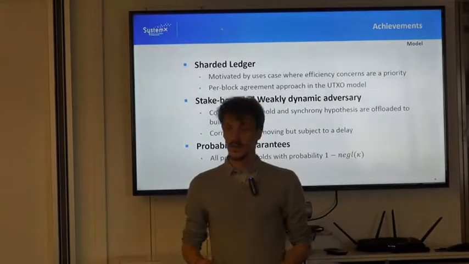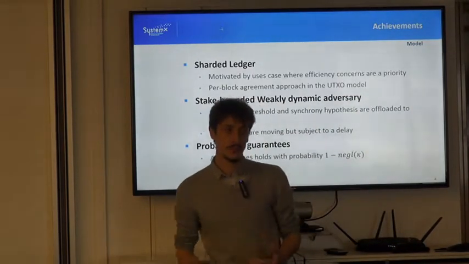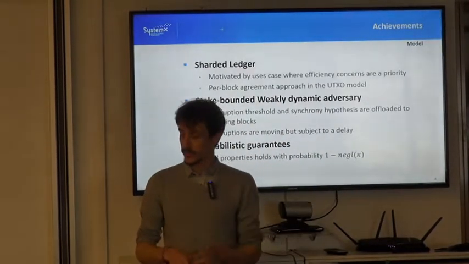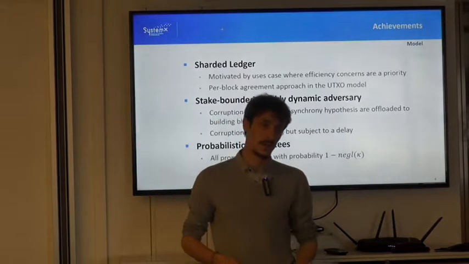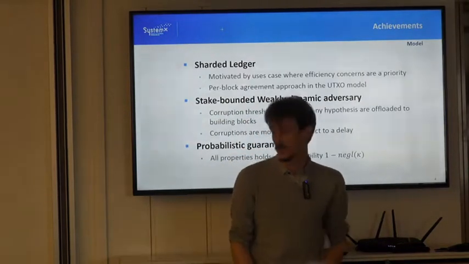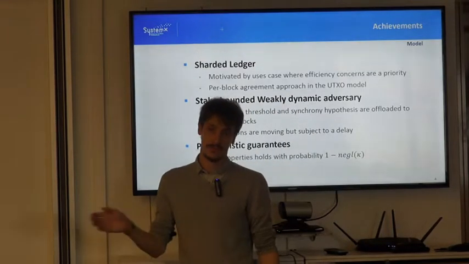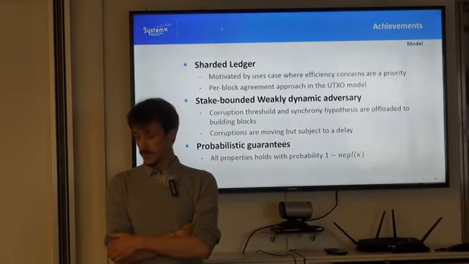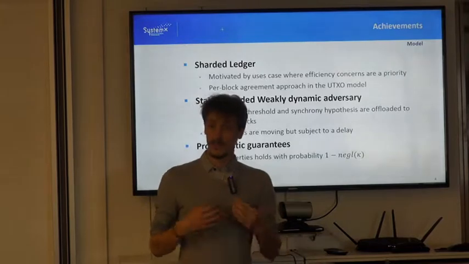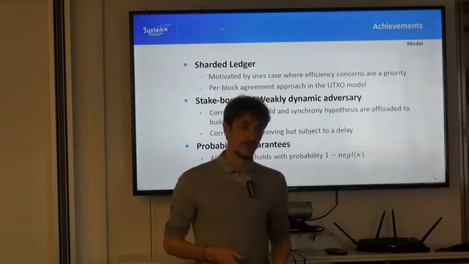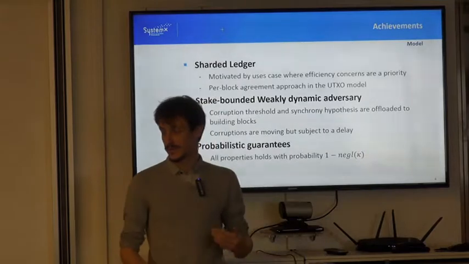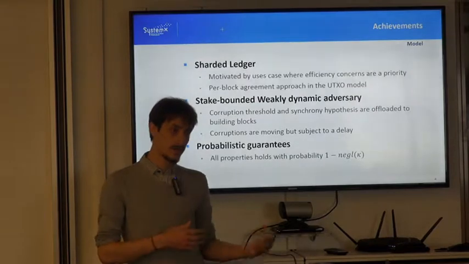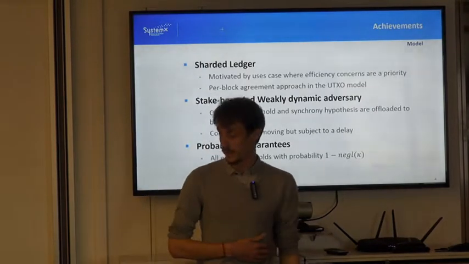And since we are relying on building blocks, you can see this protocol as a reduction, because the actual threshold and the synchrony hypothesis are completely offloaded to the building blocks. But typically it will be 1/3 of malicious stake and an eventual synchrony assumption. And finally, we are probabilistic, but in the cryptographic sense. That is, we have a security parameter that is given, and the probability of a failure has to decrease exponentially with our security parameter.